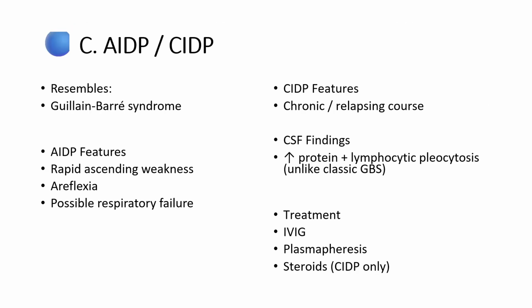AIDP or CIDP resembles Guillain-Barré syndrome. AIDP features are rapidly ascending weakness, areflexia, possible respiratory failure. CIDP features chronic relapsing course, CSF findings of elevated protein and lymphocytic pleocytosis. Treatment is IVIG, plasmapheresis, and steroids.